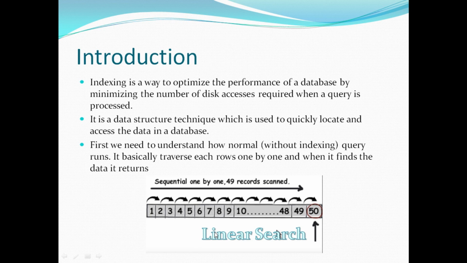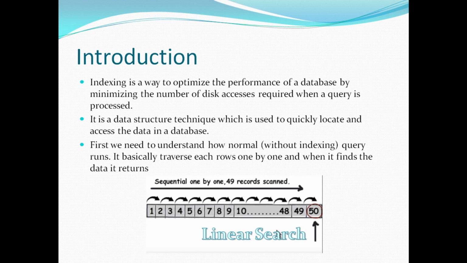For example, if the rows of the table are 5 million and the searching item occurs at the last index, then it takes too much time to reach the last index. Basically it traverses each row one by one until it finds the selected or required item. This query will take a lot of time. So it means that in this scenario it traverses the 5 million rows, okay.